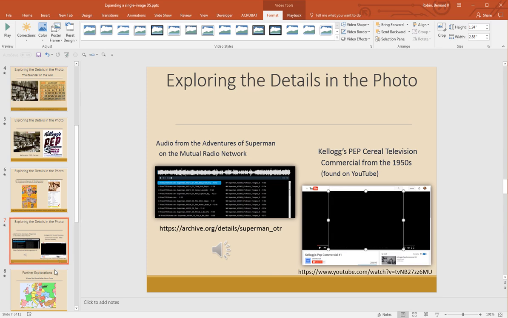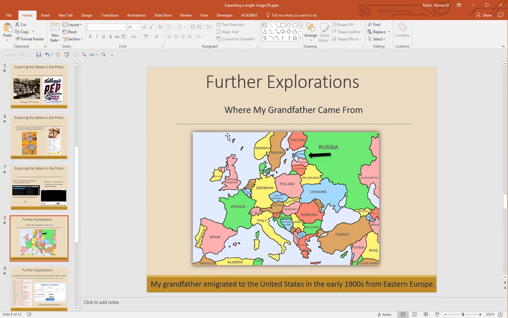Let's go a little further and look at, since my script was about my grandfather, I wanted to know more about him, and he came to the United States in the early 1900s from Eastern Europe, and so I found a map to show the part of the world where my grandfather was born and raised before he came to the U.S.